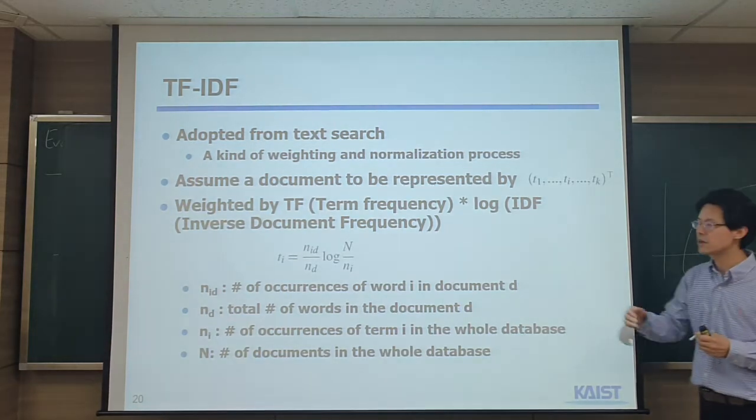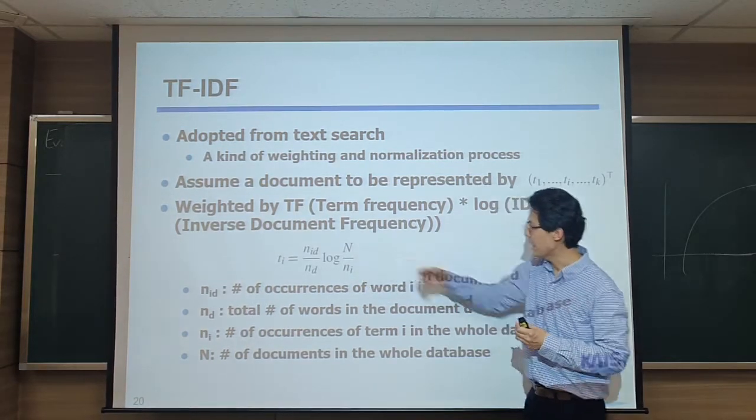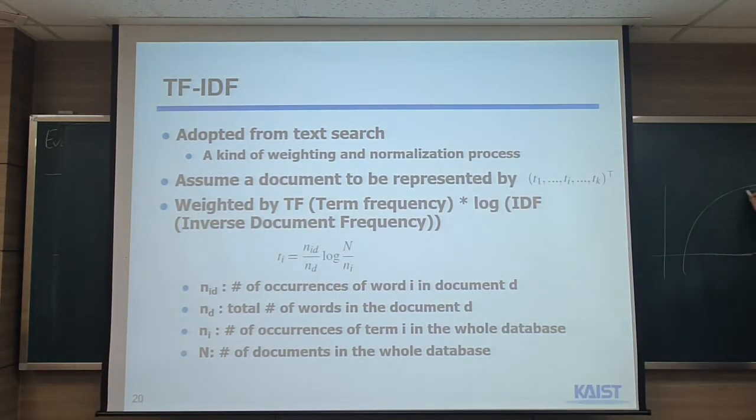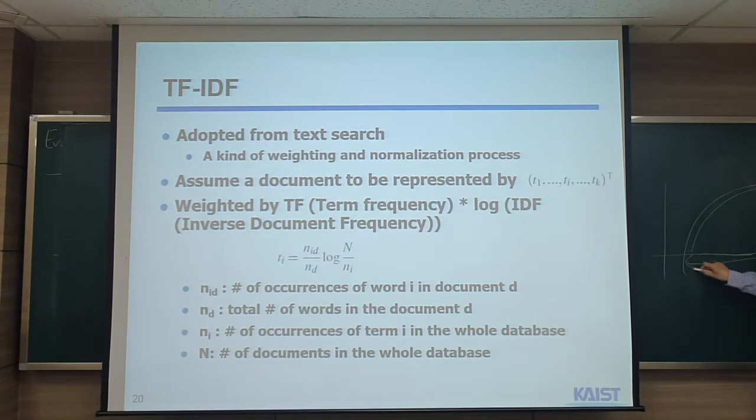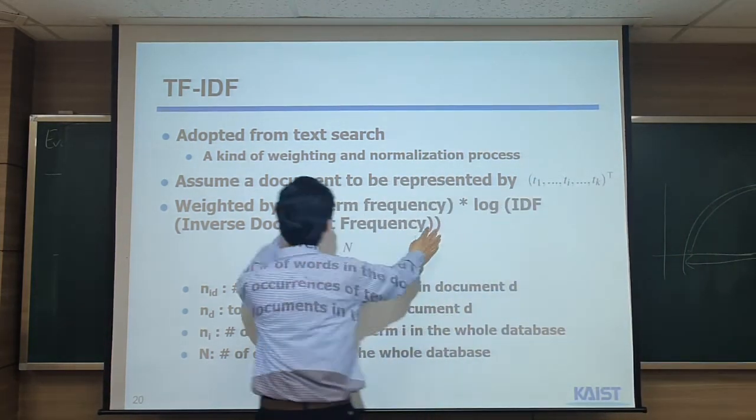But if some keyword appears a lot, at the extreme case n_i becomes N, then it goes even to 0. It even goes to 0, so we just remove it. That's the main concept of IDF, and TF-IDF.